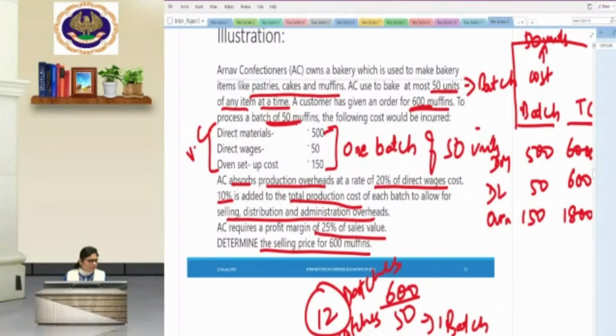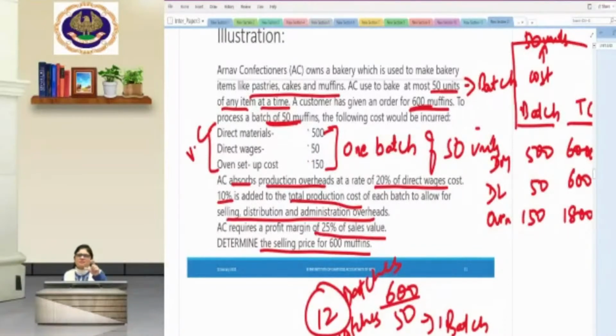I hope you have understood this. Yes, you have to multiply it by 12. Setup cost, yes, setup cost is the cost of production only. Any variable cost is a part of cost of production. Yes, it's 12 batches.